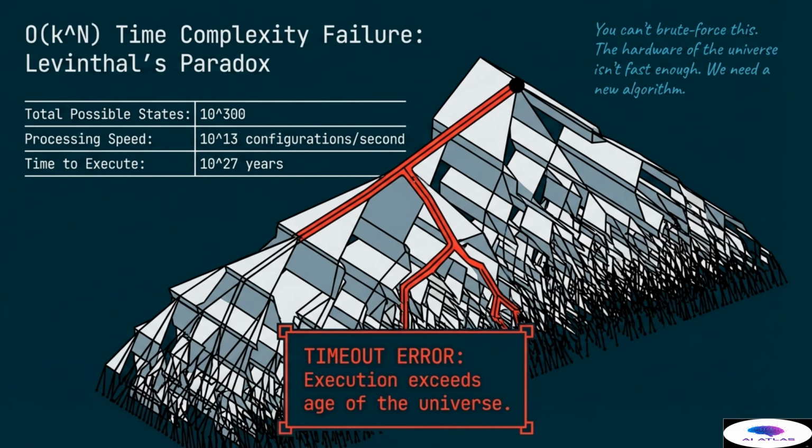The visualization shows a massive branching tree of possibilities with a red line indicating a failed path. This proves that you cannot brute force your way through the universe using legacy algorithms. The hardware of the universe is simply not fast enough for that approach. We need a new kind of algorithm that does not rely on checking every single state, but instead finds a shortcut through the high-dimensional landscape. This realization is what led to the development of the revolutionary architectures we use today.